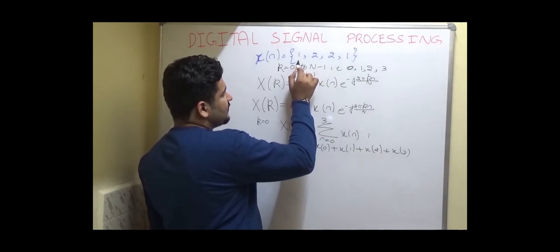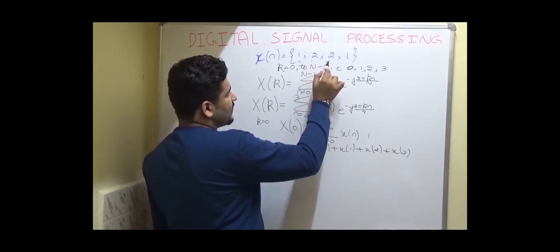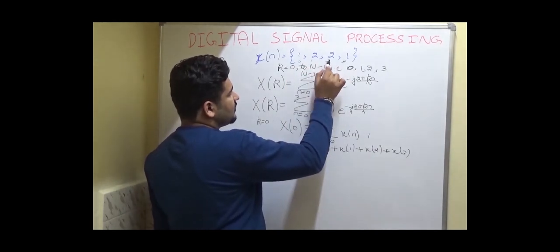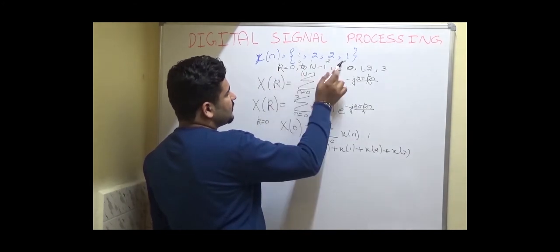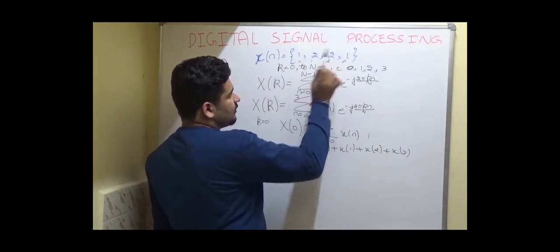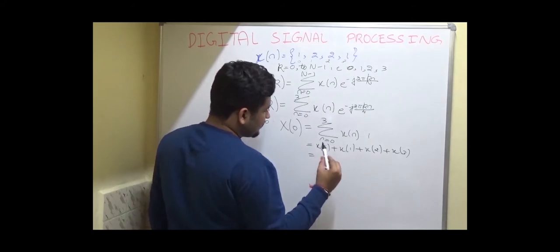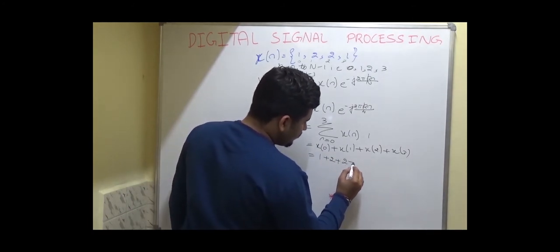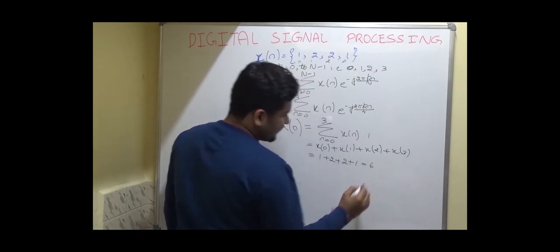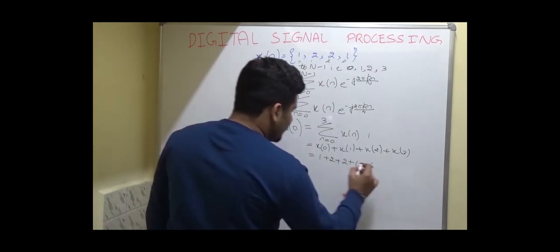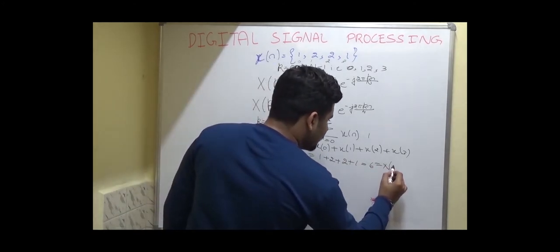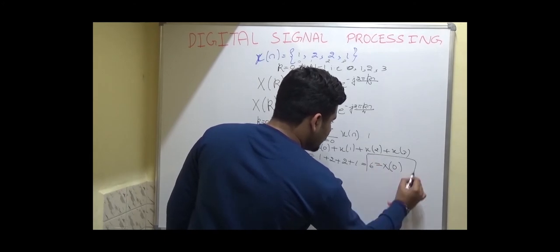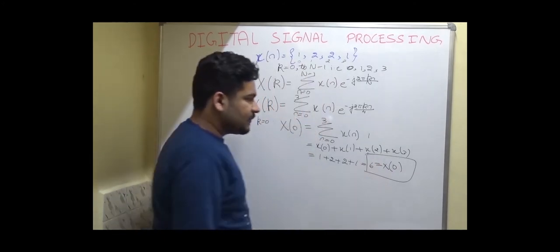This is at the 0th place, 1, 2nd and 3rd. That means when I substitute 3 in the place of n, I will be getting 1. So I'll just substitute over here. It is 1 plus 2 plus 2 plus 1. This is 6. That means capital X of 0 is 6.